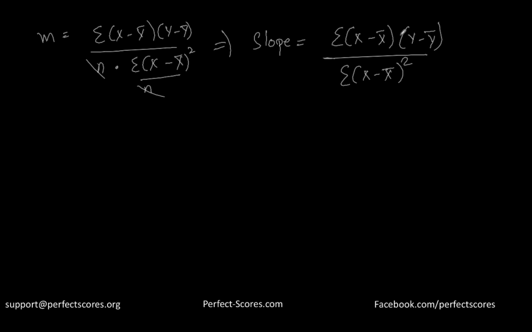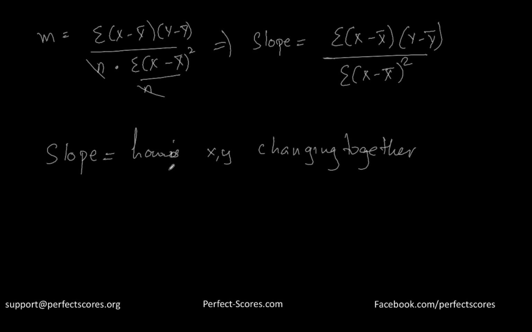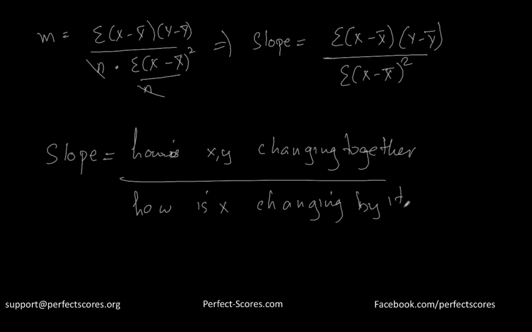If I think logically, the slope is equal to how x and y are changing together, divided by how x is changing by itself. That's actually the meaning of variance. Variance tells how x is changing, how x is far away from the mean, and the numerator is how x and y are changing with respect to each other. When you find the ratio of that, you get the slope of the regression line, right?